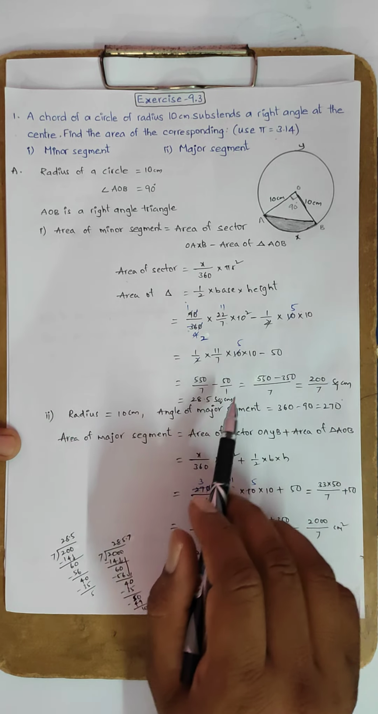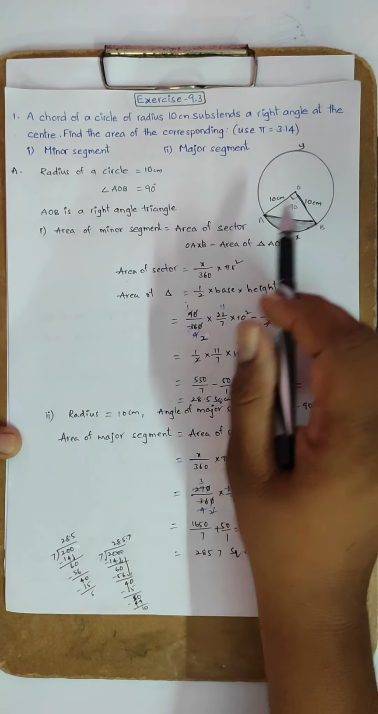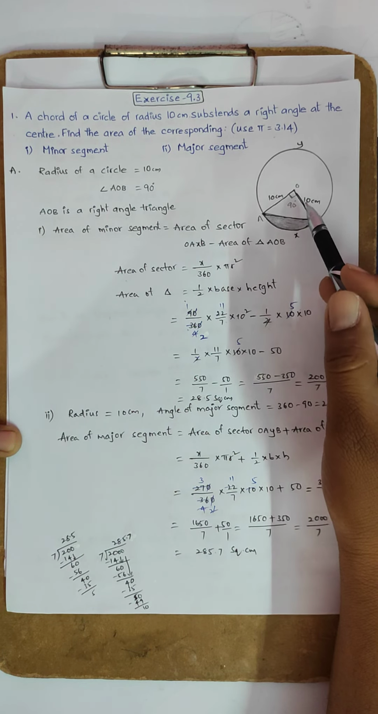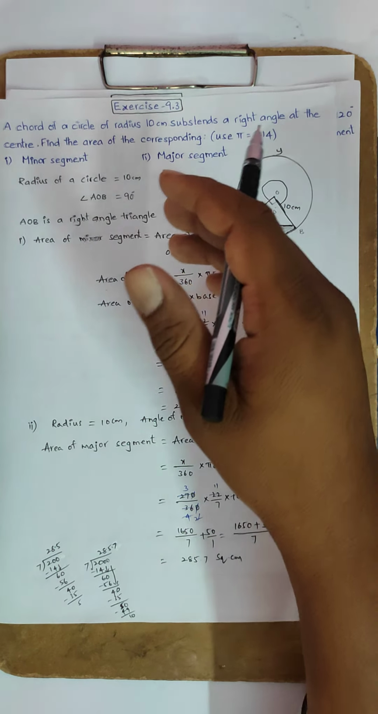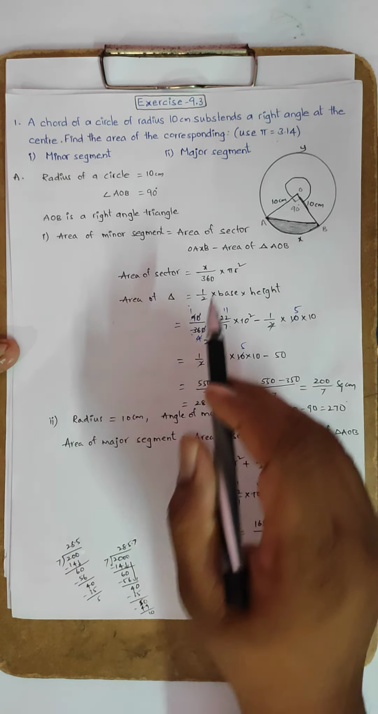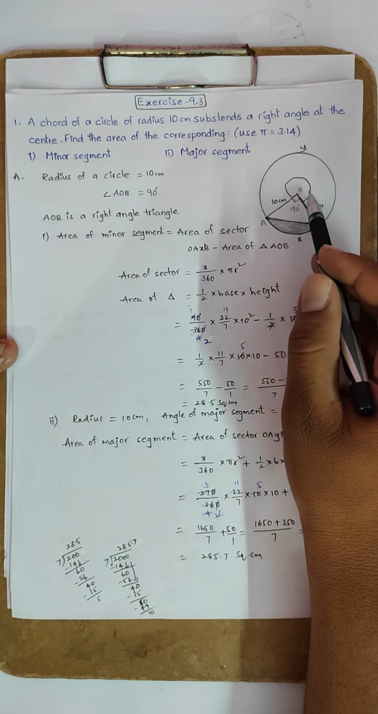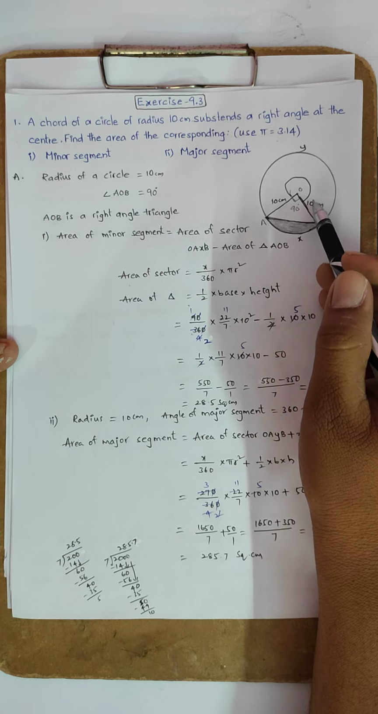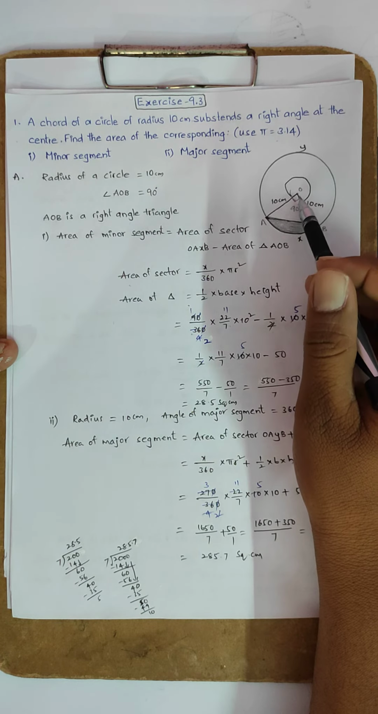Now again, this is the area of what? Minor segment. Now radius is the same, 10 centimeter. Angle of the major segment: before this, the sector angle is 90 degrees. The remaining angle is 360 minus 90 degrees, 270 degrees. Area of major segment, below this chord, total major segment. Simply we can find the area of this big sector and the area of this triangle. Then finally you add the area of the sector and the triangle, you will get the area of the major segment.